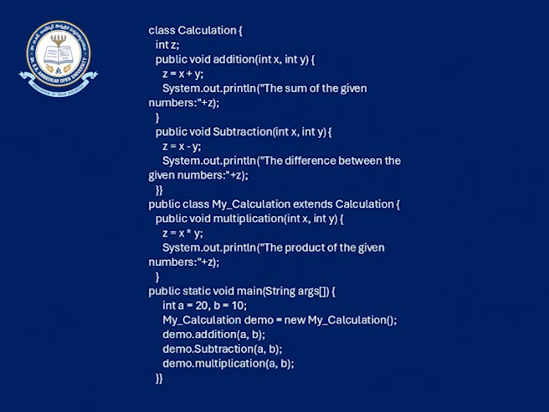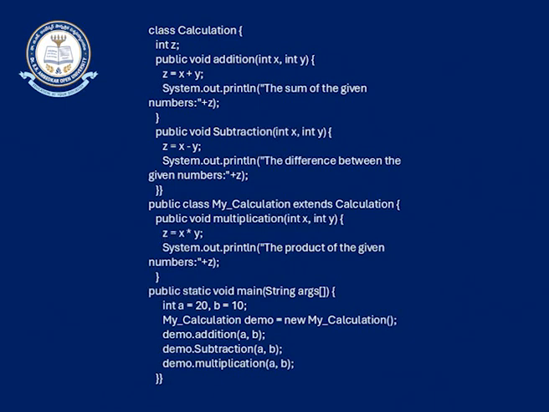In this I have another method called multiplication, where I use two variables to be multiplied and stored in some other variable. Now, I want to access all these member functions of the class in a public method. What is the public method? Public static void main, String args, where I write two variables: int a is equal to 20, b is equal to 10.